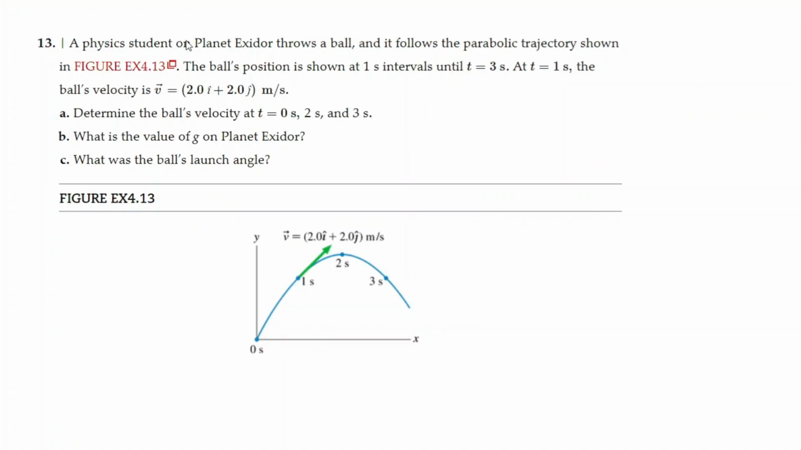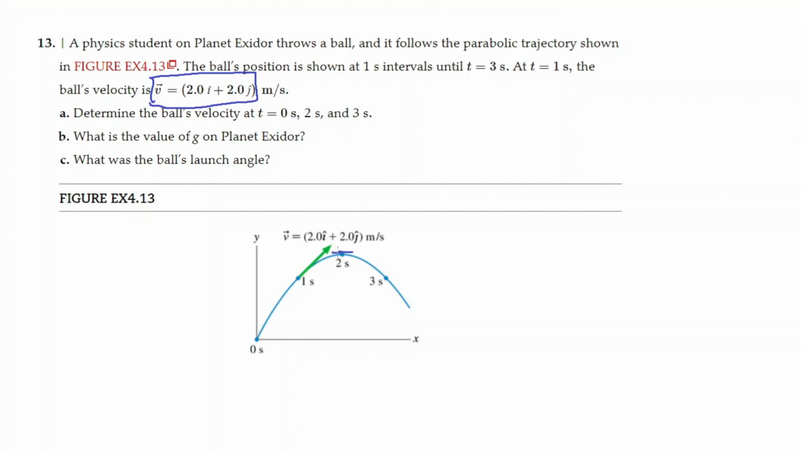So a physics student on planet Exeter throws a ball and it falls in a parabolic trajectory shown in the figure. The ball's position is shown at t equals 1 second, in 1 second intervals until t equals 3 seconds. At t equals 1 second, what is the ball's velocity given this velocity component? So this is not on Earth, so we cannot use the gravity of the Earth to figure out the other velocity components, but we can use, I guess, common sense.